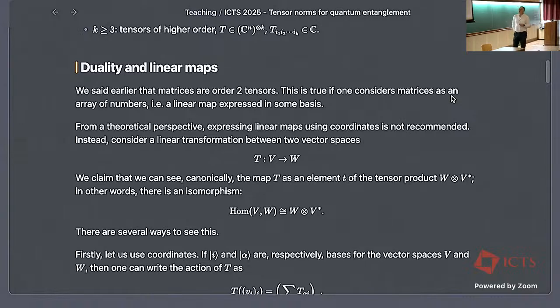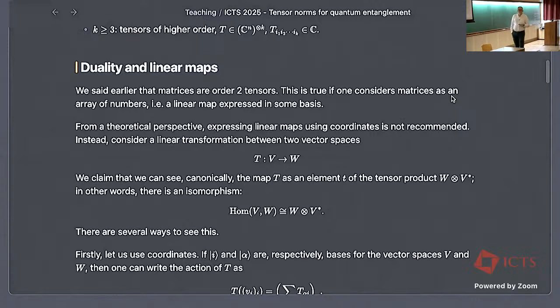Okay, so matrices are tensors of order 2. They have two indices, right? Usually matrices are just linear maps written in some basis. So let's look at the linear map T, which goes between two vector spaces V and W. The point is that this vector space of linear maps, the homomorphisms between V and W, I claim that this is the same thing as the tensor product between the output space W and the dual of the input space, V star.